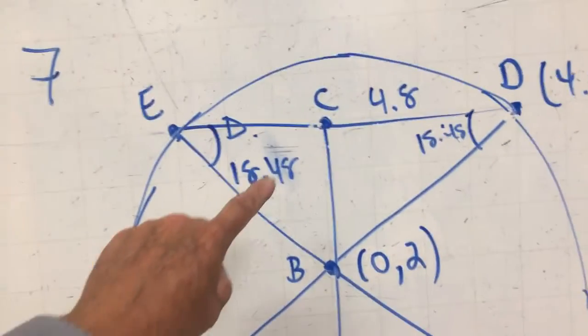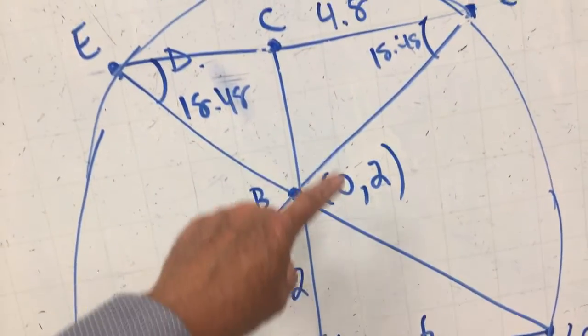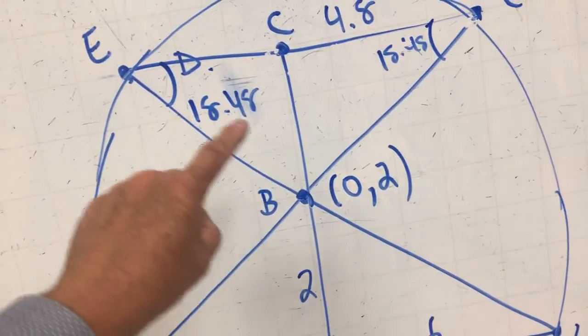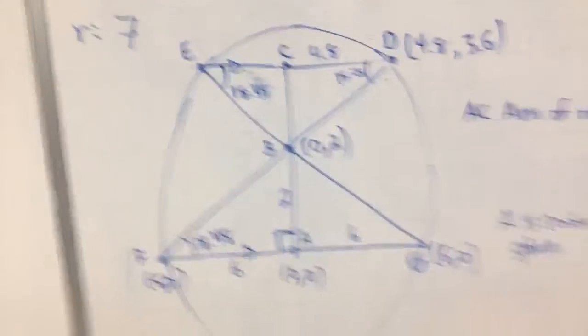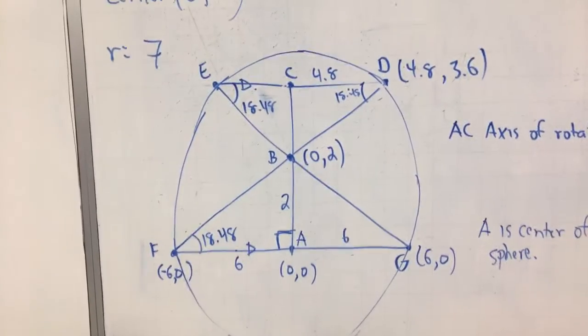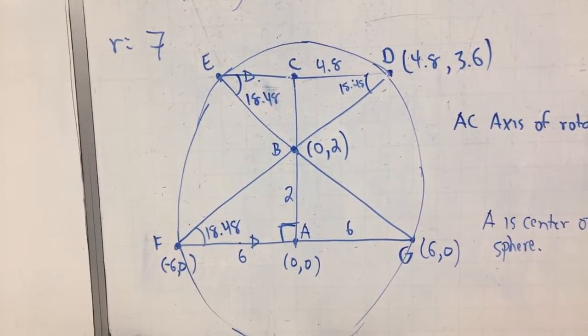This triangle is similar to that triangle. This triangle is similar to that triangle. This triangle and this triangle are similar. This triangle and this triangle are similar, okay? Now, on your check for comprehension, I don't give you near that much information, okay?